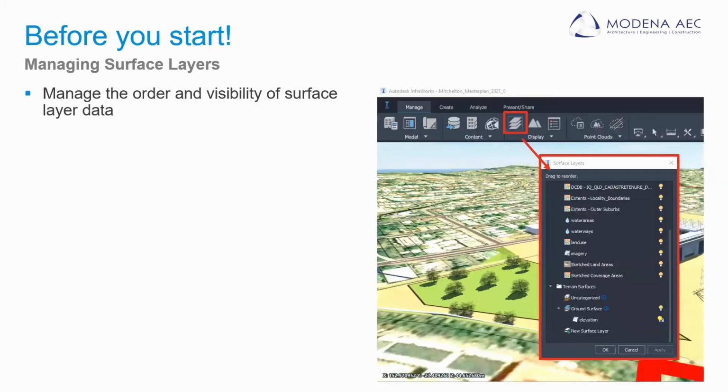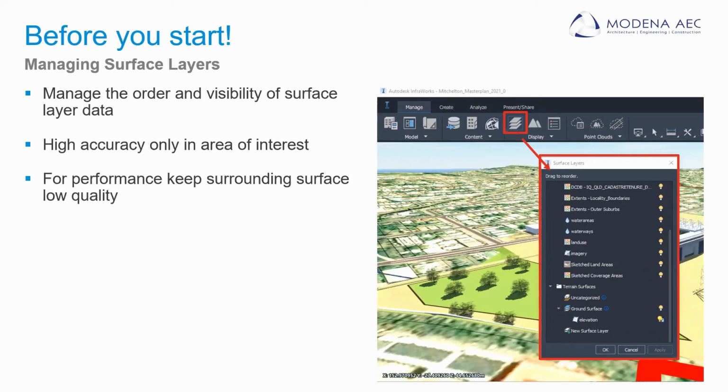Then managing of surface layers. When we navigate to the surface layer manager, we can add different surface layers and also change the visibility by clicking on the globe. Remember to switch off your unnecessary layers, as they might impact the performance of your model. Too many layers means a slower model.